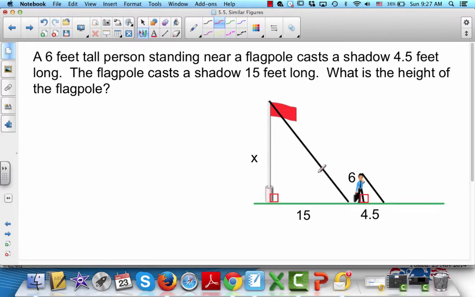All right, the two triangles are similar because this is a right angle and this is a right angle. So we've got two right triangles, and I'm telling you that we've got similar triangles. This only works if the triangles are similar. So I want to know what side corresponds to X.